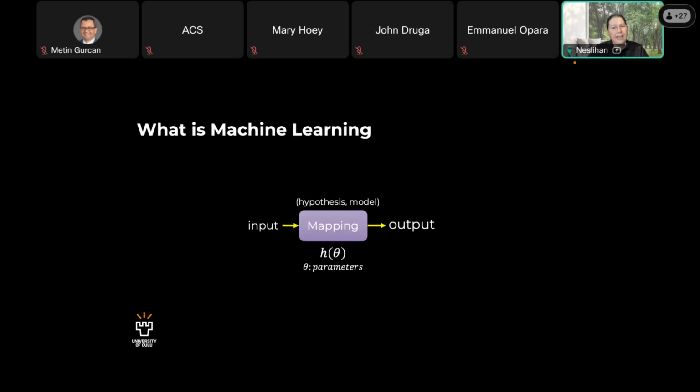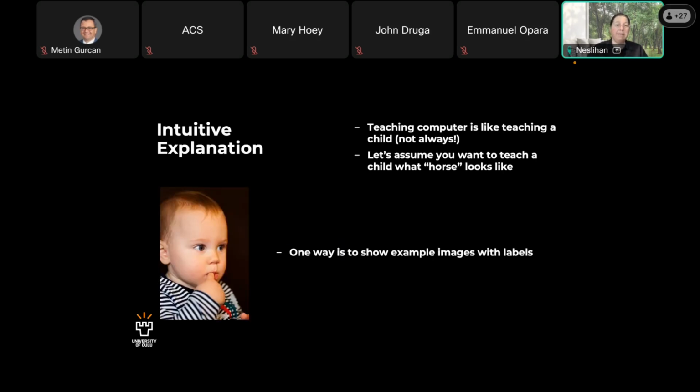So what exactly is machine learning? If I need to give a more formal definition, it is learning the relationship between inputs and outputs. This helps us to predict future events. The relationship is called a hypothesis. It could also be called a function or a model. You usually hear the word model, so this is the hypothesis. It is defined by a set of parameters denoted by theta. And our goal in machine learning is to optimize these parameters to obtain the best results.